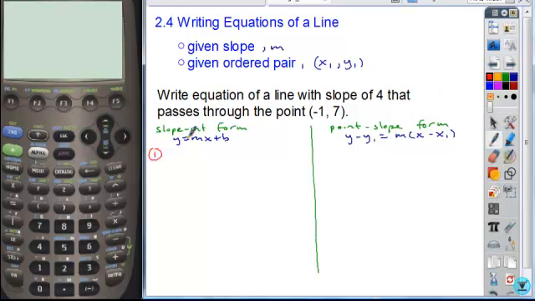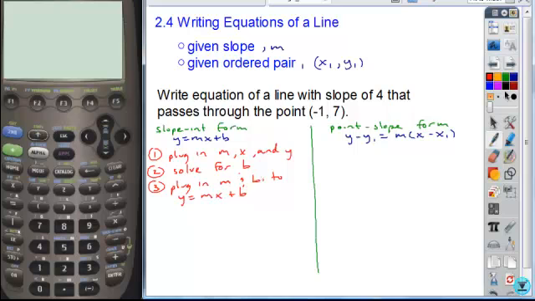So if that's the case, what you're going to do is plug in m, x, and y. This allows you to solve for b. And then you're going to plug in the m and the b value to the y equals mx plus b form. Okay, so here would be the steps of solving this problem using slope-intercept form.